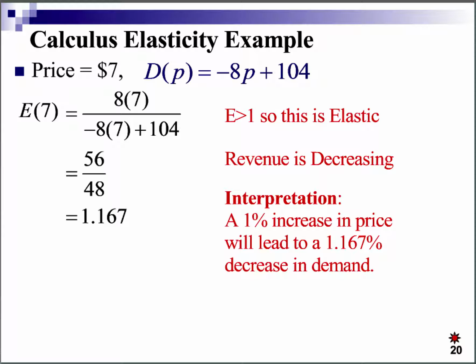So you can see we're only increasing the price here by 1%, but our quantity in demand is going down by a little more than 1%, so therefore we should expect our revenue to decrease in that situation. Another way to think about this, if our current price is $7, we can't increase the price by 1%, because if we do, revenue will decrease.